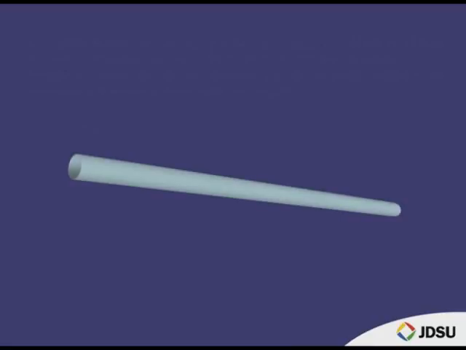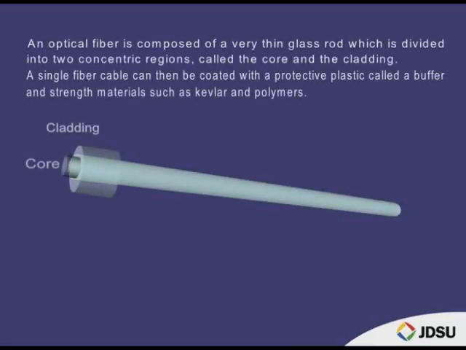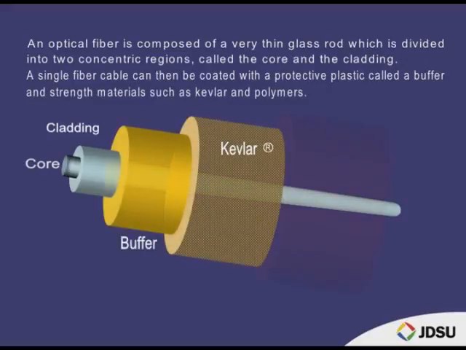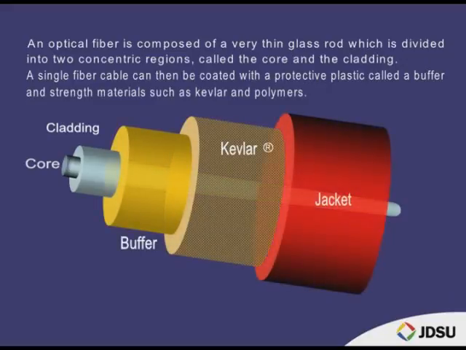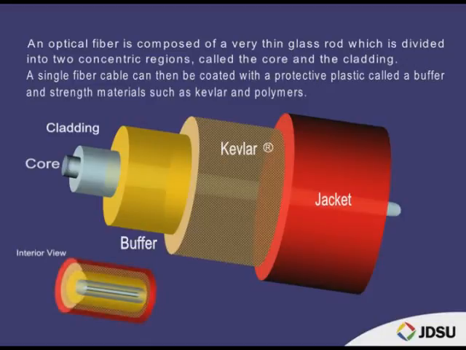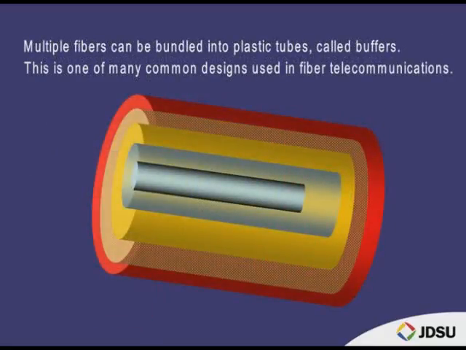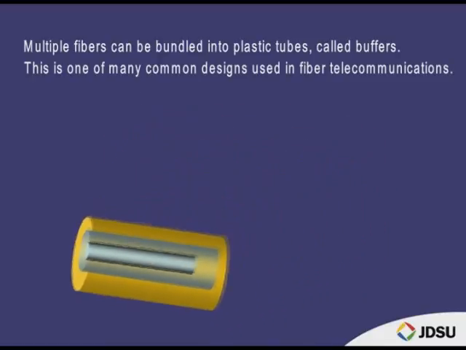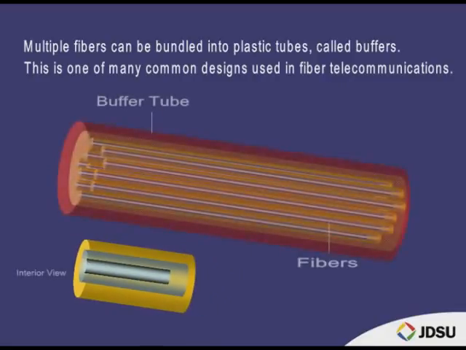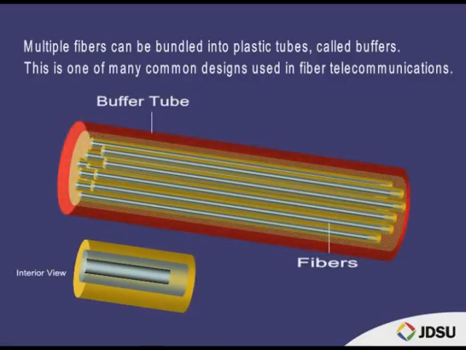An optical fiber is composed of a very thin glass rod, which is divided into two concentric regions called the core and the cladding. A single fiber cable can then be coated with a protective plastic called a buffer and strength materials such as Kevlar and synthetic polymers. Multiple fibers can be bundled into plastic tubes called buffer tubes. This is one of many common designs used in fiber telecommunications.